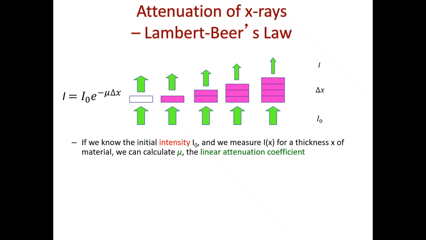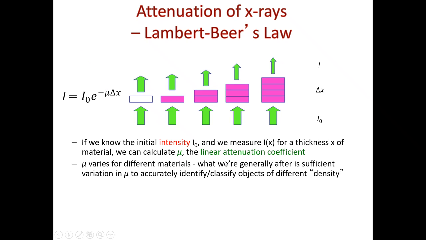So this is essentially what I said. It's this mu coefficient that I don't know, which is basically bundling everything that I don't know into a single coefficient, the so-called linear attenuation coefficient. Now, this coefficient varies for different materials. And we're generally assuming that this variation in mu is enough to identify or classify objects of different density, and we will see why.